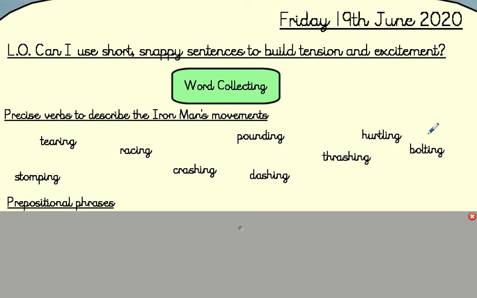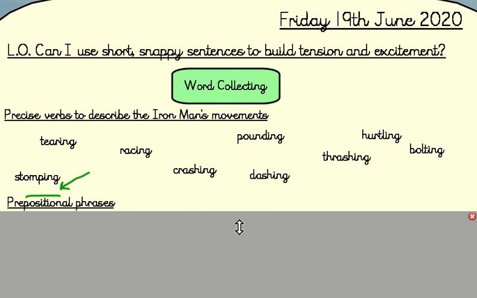To help us build some more sentences, I want us to now collect some prepositional phrases to use. So remember, prepositional phrases is a clue here. It tells us the position of where something is happening. Okay, so over the hill, under the table, you might say, but the Iron Man's not going to be under the table. Next door. All those phrases that were used to show where something's happening.